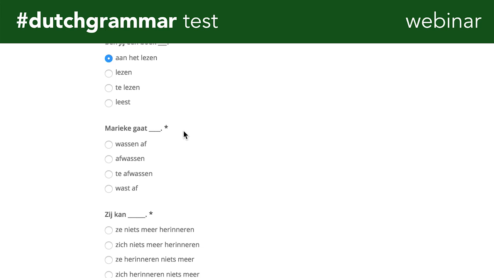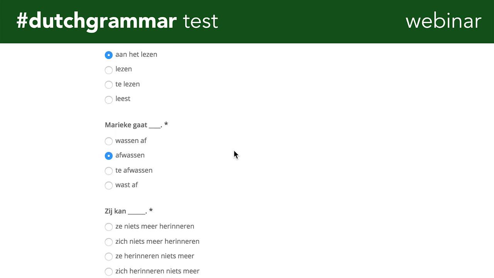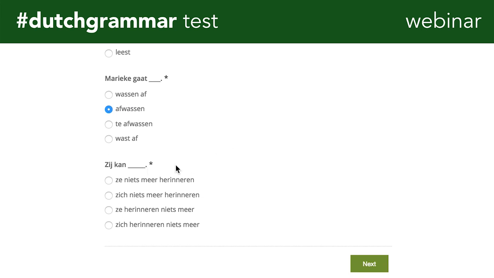Marieke gaat. Lesson 30. We can use gaan with the infinitive of another verb. Afwassen is a separable verb. Lesson 31. But the infinitive of a separable verb is not split up. So the correct answer, Marieke gaat afwassen.